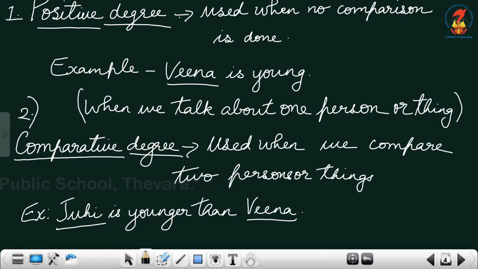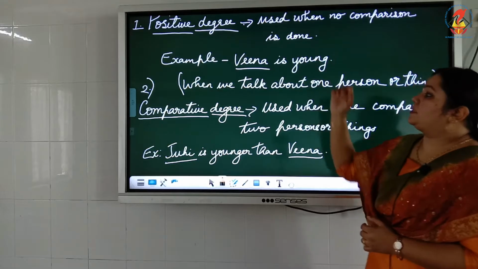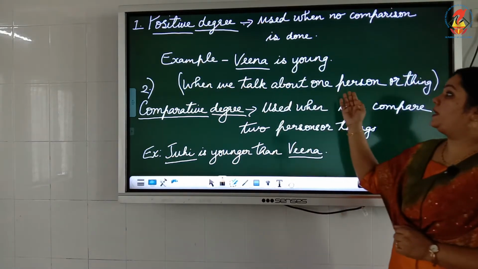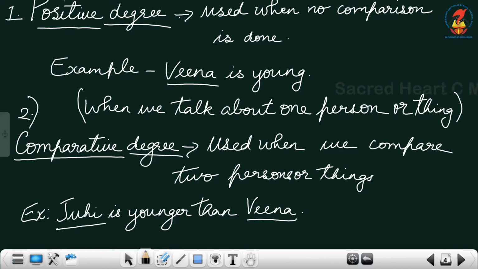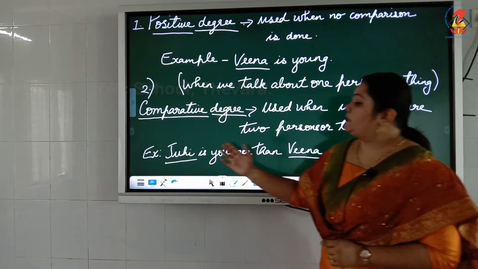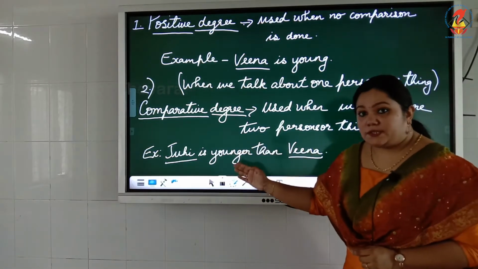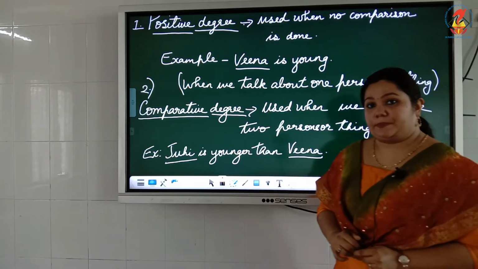See here, positive degree is used when no comparison is made. And look at the example, Veena is young. So we are only talking about Veena, we are saying Veena is young. So this sentence is in the positive degree because we are talking only about one person. And comparative degree, when is comparative degree used? It is used when we compare two persons or things. Okay, look at this sentence, Juhi is younger than Veena. So here we are comparing Juhi and Veena. We are comparing two people and we are saying Juhi is younger than Veena. So this sentence is in the comparative degree of comparison.